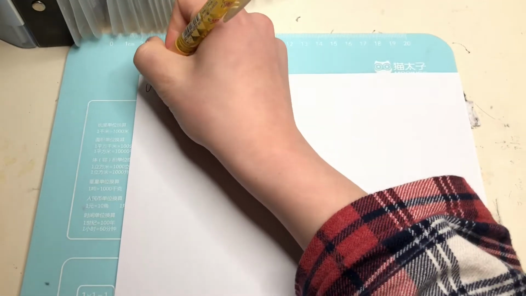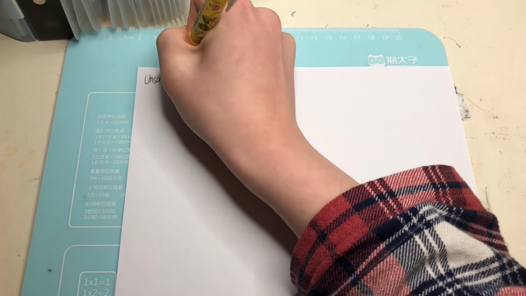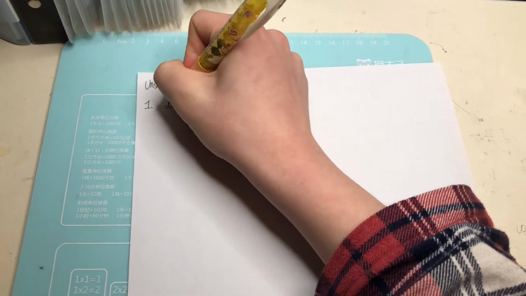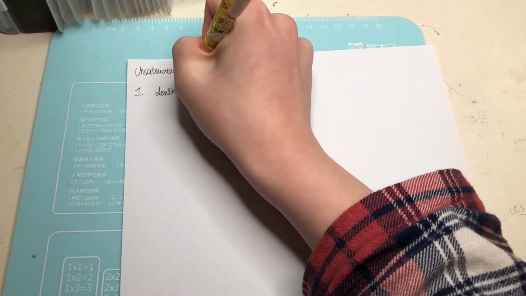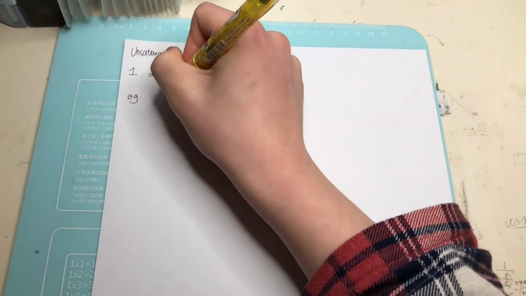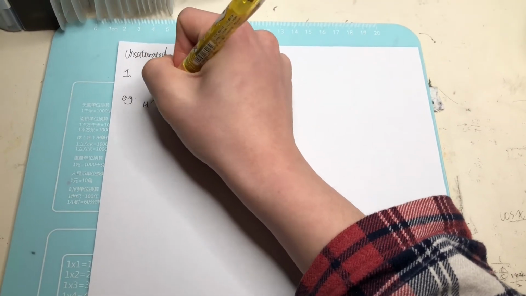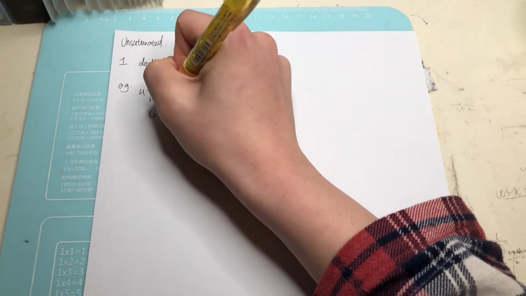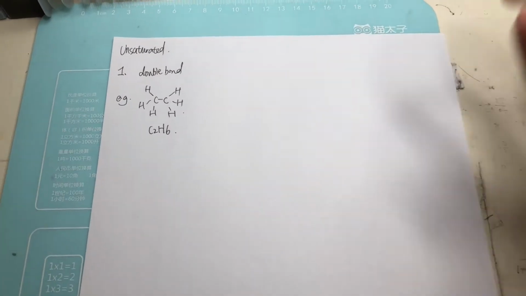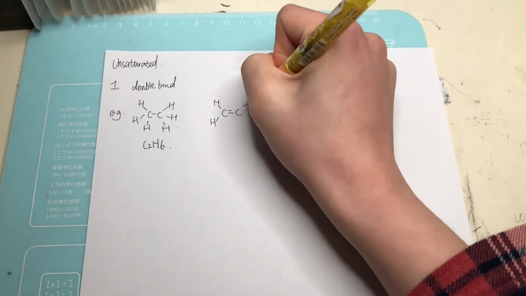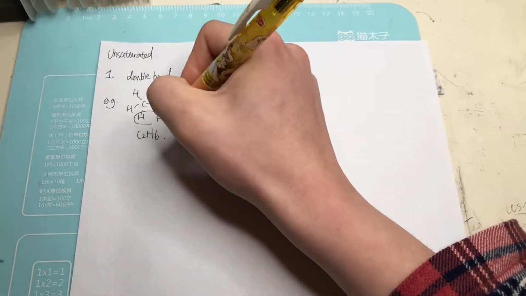Let's look at the unsaturated situation now. The first situation is that we have a double bond. In order to compare and contrast, I draw this molecule which is saturated. In order to become the double bond, we see it discards 2 hydrogens.